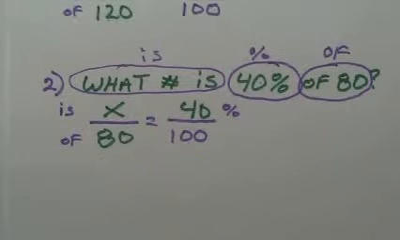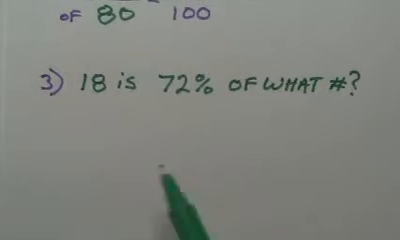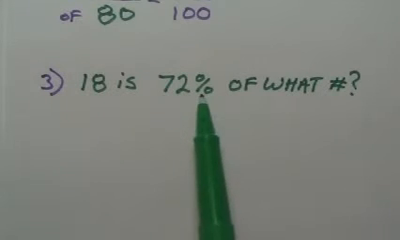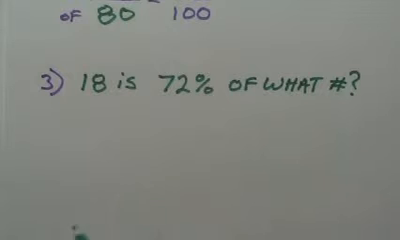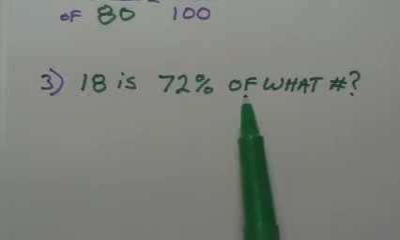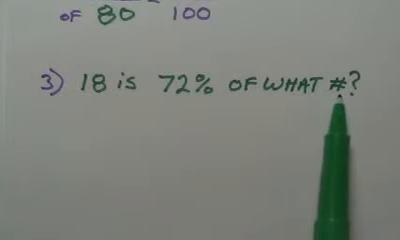Let's go on to number 3, the third type of problem. Here's the third type of problem. We have 18 is 72% of what number?